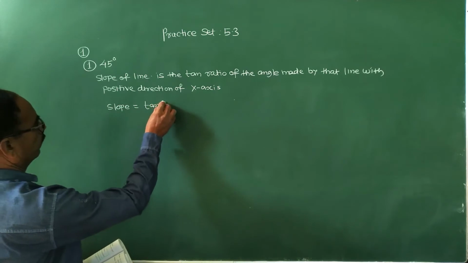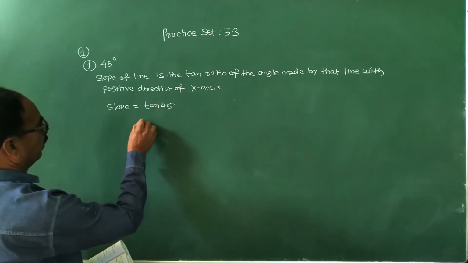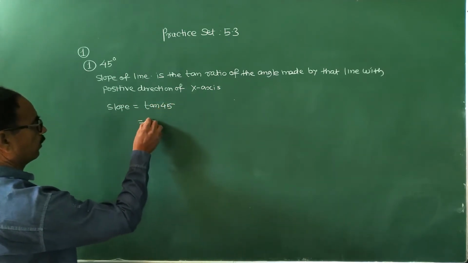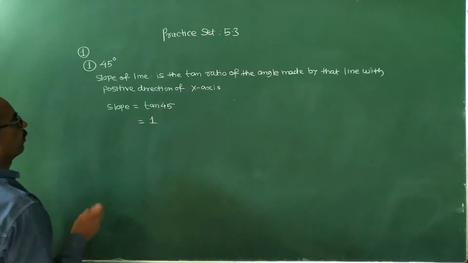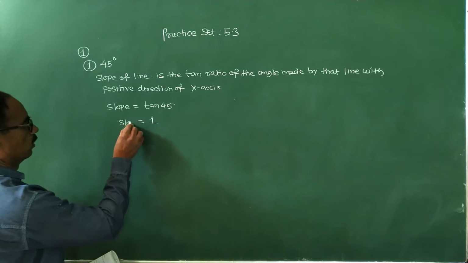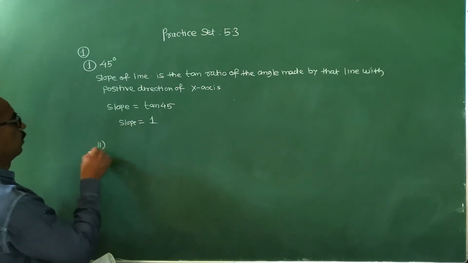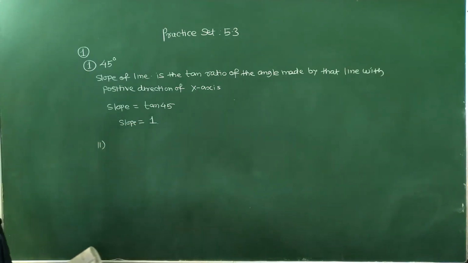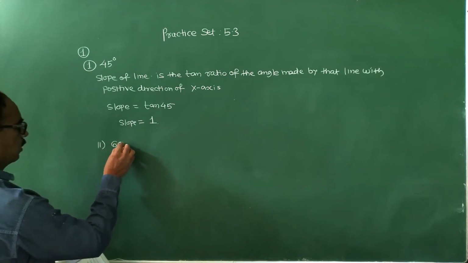tan 45 and we know the value of tan 45 is 1. So slope of that line is 1. So slope is equal to 1. Then we have number 2. We have 60 degree.